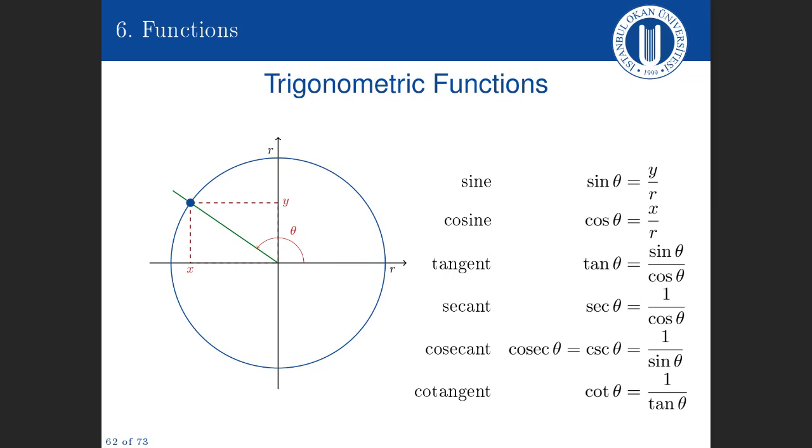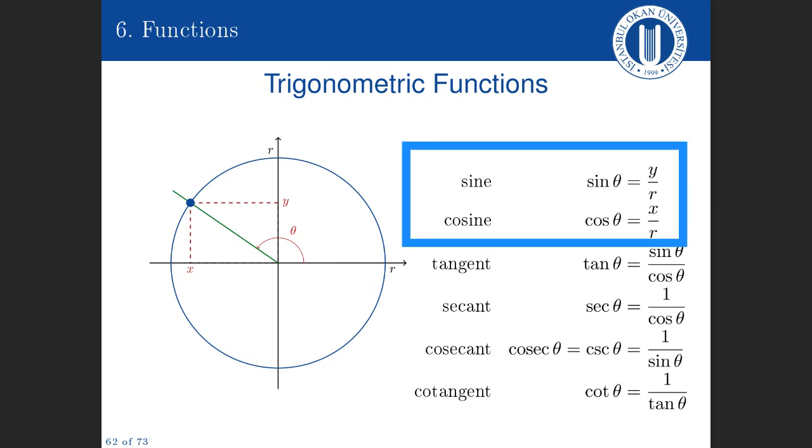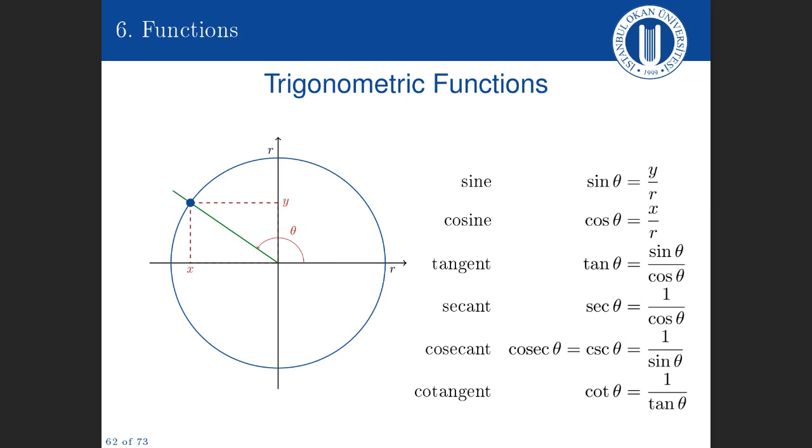We define the first two, sine and cosine, using these numbers. Sine theta is always y divided by r, and cos theta is always x divided by r. After we've got these two, we can define the other four using sine and cosine. Tan means sine divided by cos. Sec means 1 divided by cos.